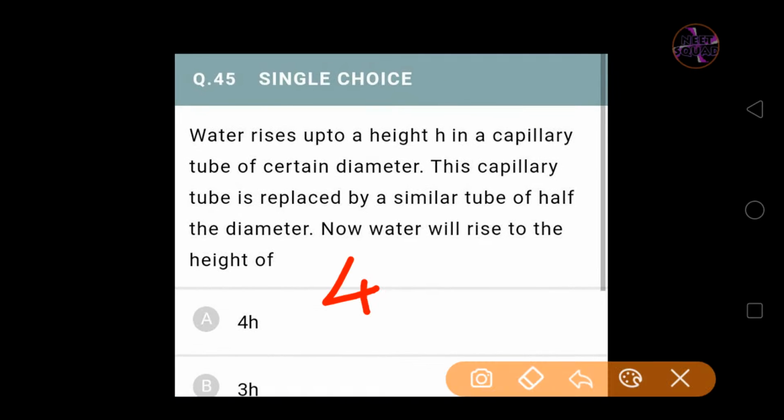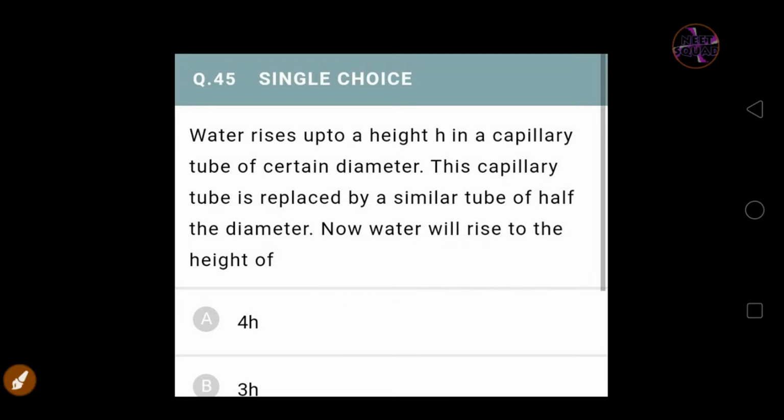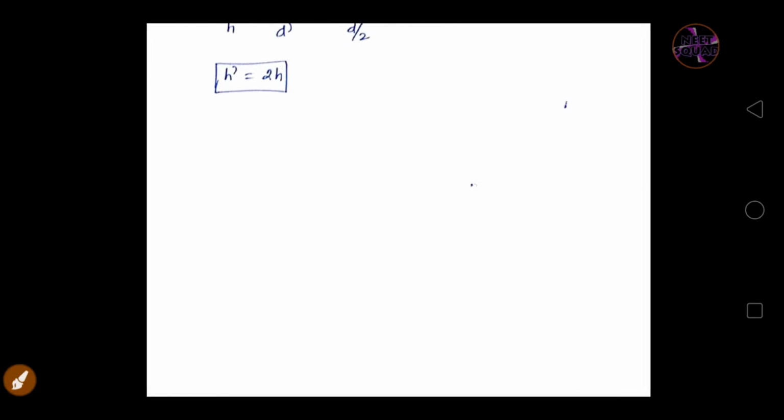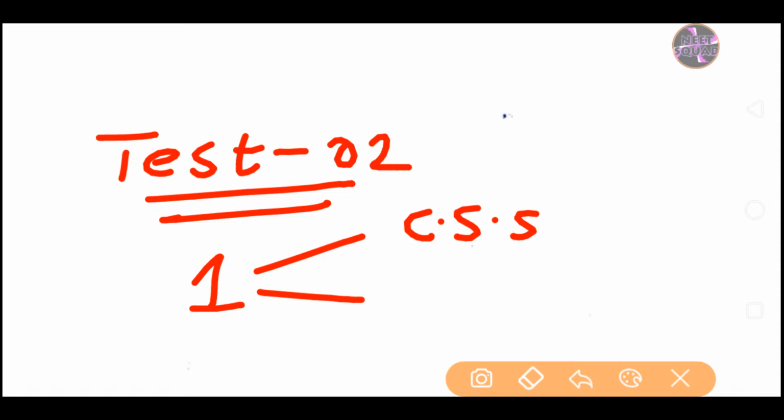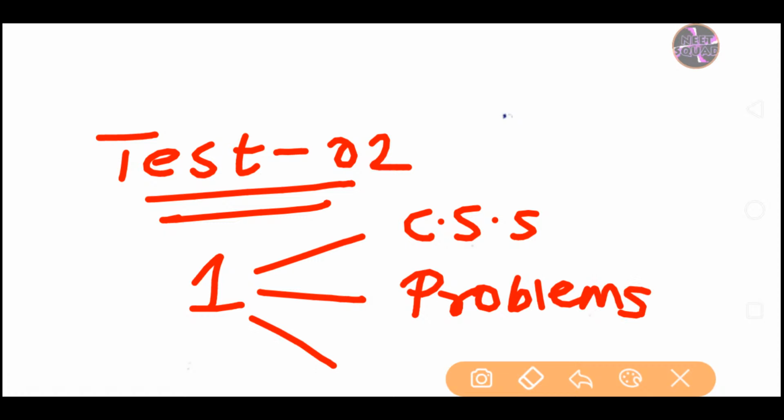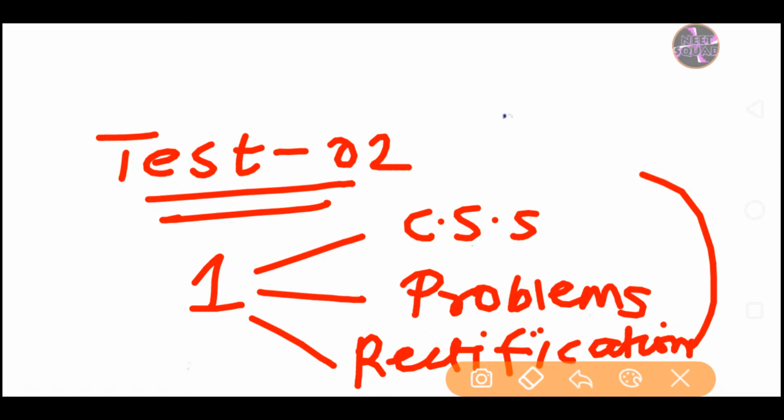So 45C would be right. Right. So test 2 would be continued in the next video. And since it is a first test, we divided into phases like concept strengthening sheet, problems, and this is a rectification video since some problems were not taught clearly. Since it's a first test, we have divided into 3 phases and totally 4 videos.